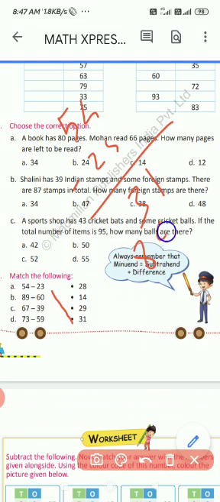Next is 89 minus 60. 9 minus 0 is equal to 9. 8 minus 6 is equal to 2. 29. Where is 29? 29.